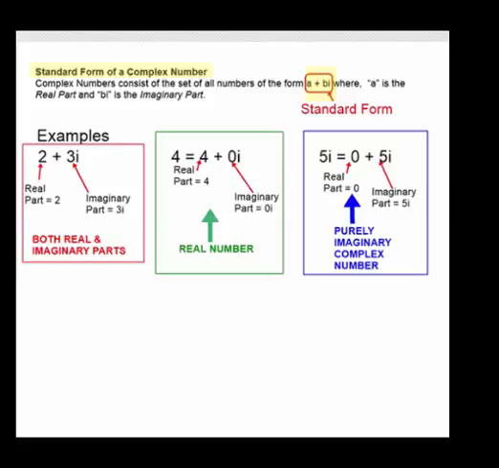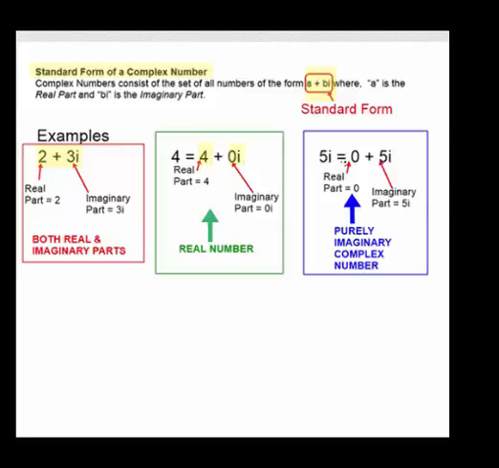The standard form of a complex number is a plus bi, where a is the real part and bi is the imaginary part. And here are some examples. The complex number 2 plus 3i has a real part of 2 and an imaginary part of 3i, and it's in the form a plus bi. Another example is just the number 4. 4 is actually a complex number, but also a real number. It has a real part of 4 and an imaginary part of 0i.